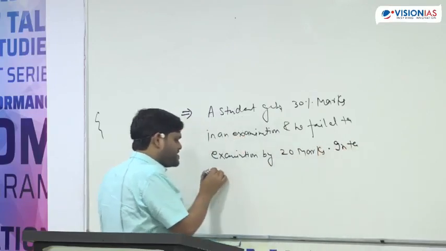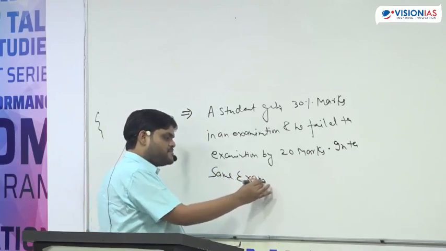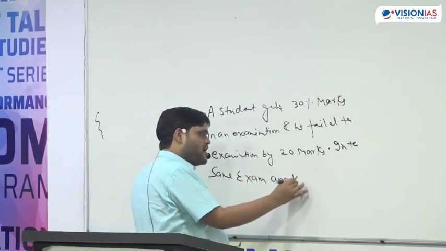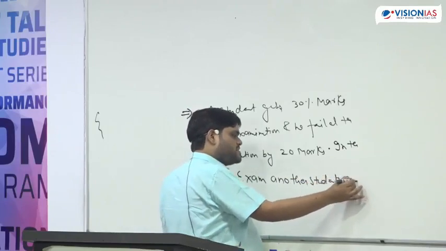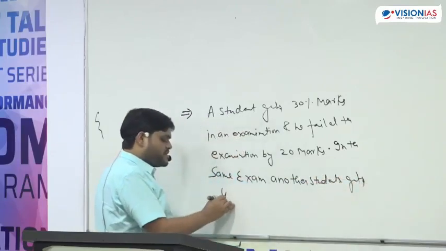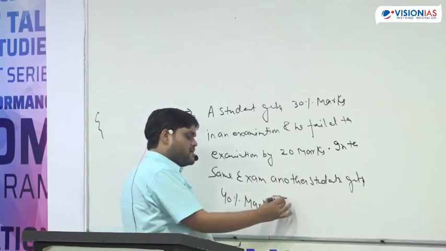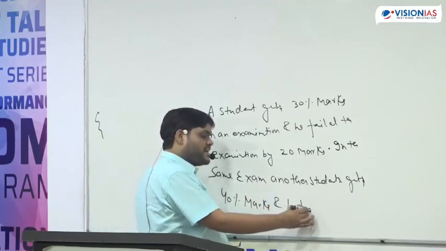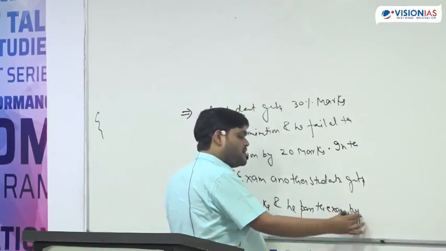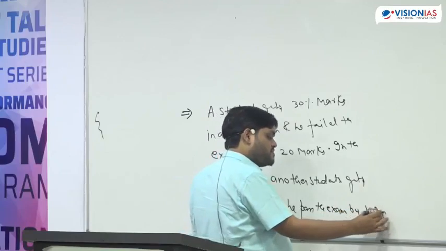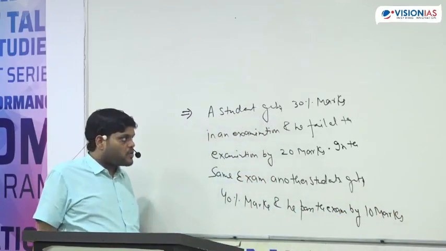In the same exam, another student gets 40% marks, and he passed the exam by 10 marks. What is the question?